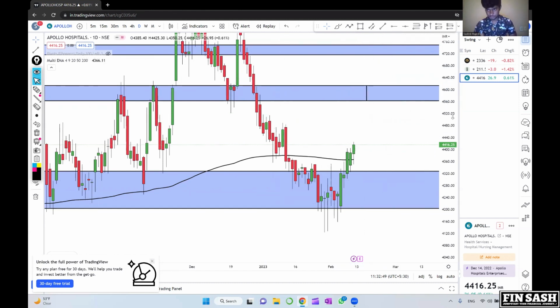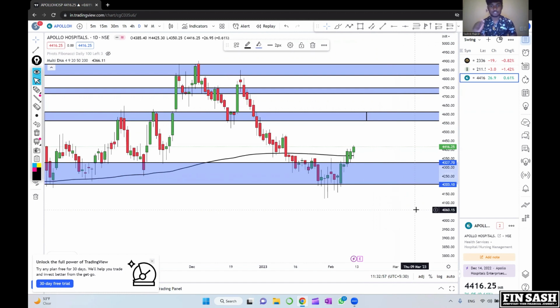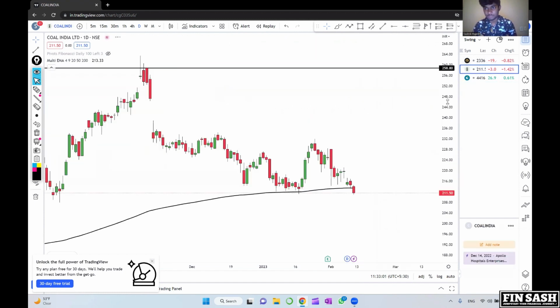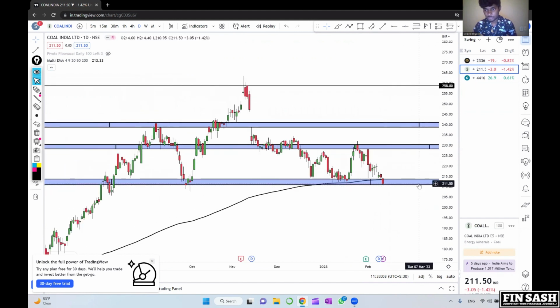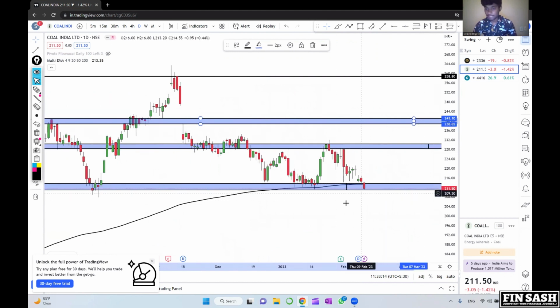So you guys can copy the levels really quick. And the 200 moving average on the daily time frame. Make sure you look out for that too. You guys can copy the levels for Coal India really quick. And this thing too. And the 200 moving average, obviously.